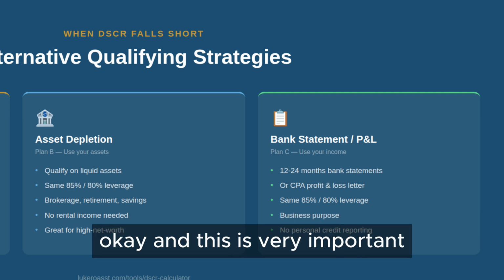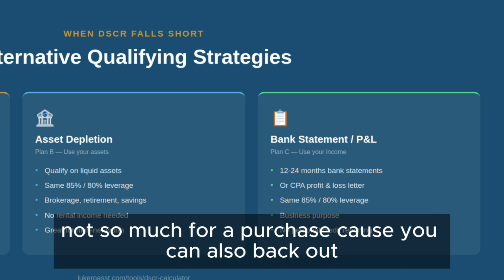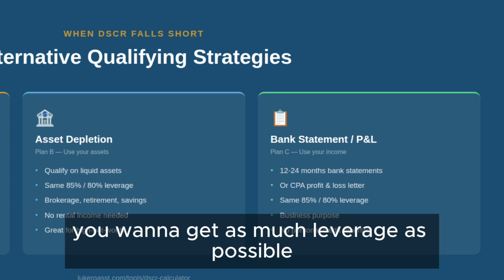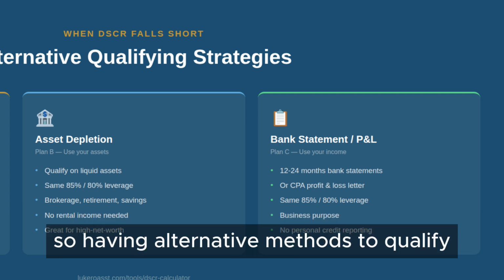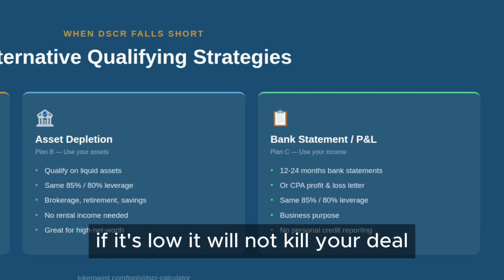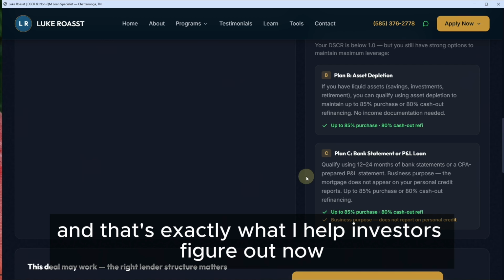Okay. And this is very important, especially if you're doing a cash out refinance. Not so much for a purchase, because you could also back out. But when you're trying to refinance, you want to get as much leverage as possible. So having alternative methods to qualify is very important. So DSCR, if it's low, it will not kill your deal. It just changes which program fits best. And that's exactly what I help investors figure out.